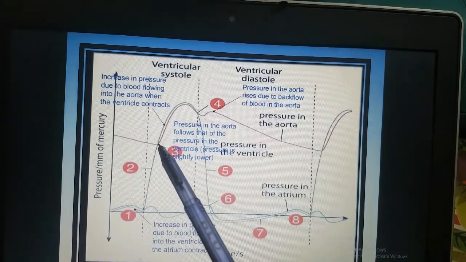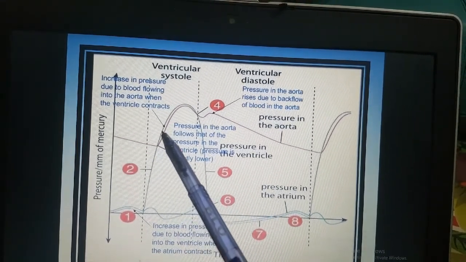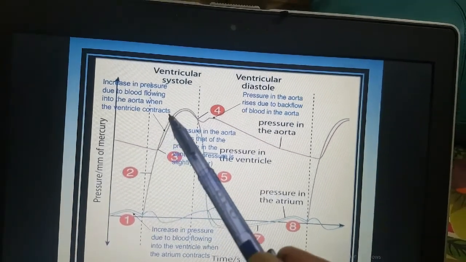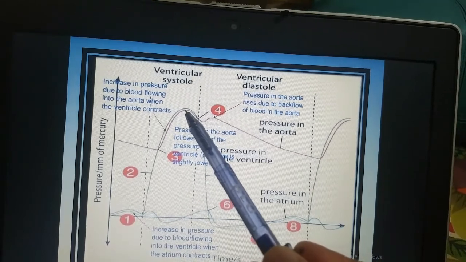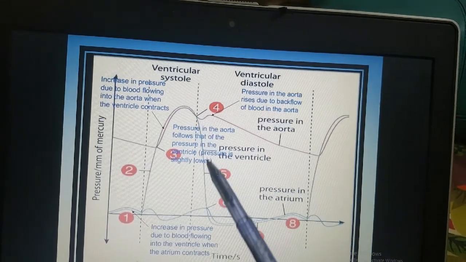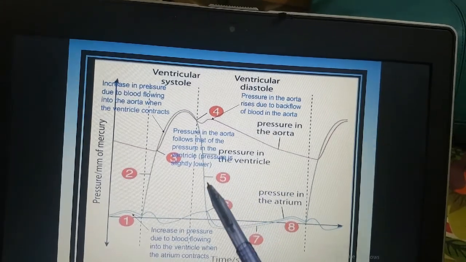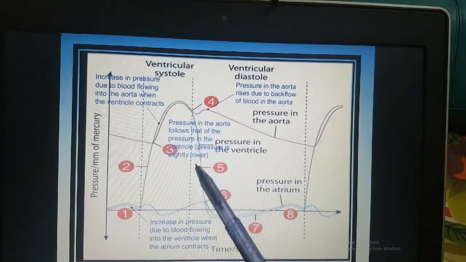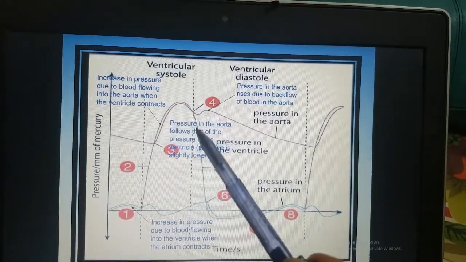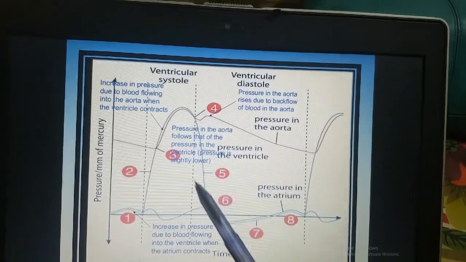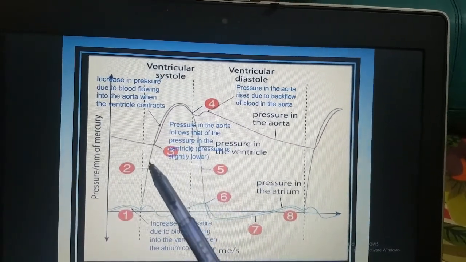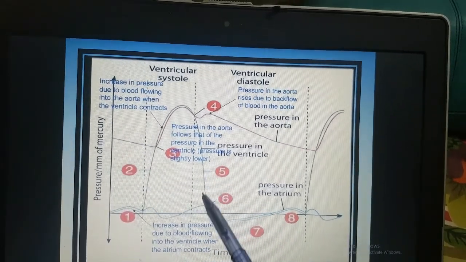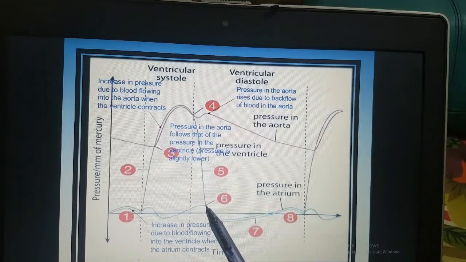Now when the pressure increases to more than the aortic pressure, more than 80 mm of Hg, blood is ejected into the aorta. And here you may notice the pressure in the ventricle is decreasing. It's a significantly decreasing pressure. This is the point just opposite to isovolumetric contraction. This is isovolumetric relaxation. Here is a significant drop in pressure.